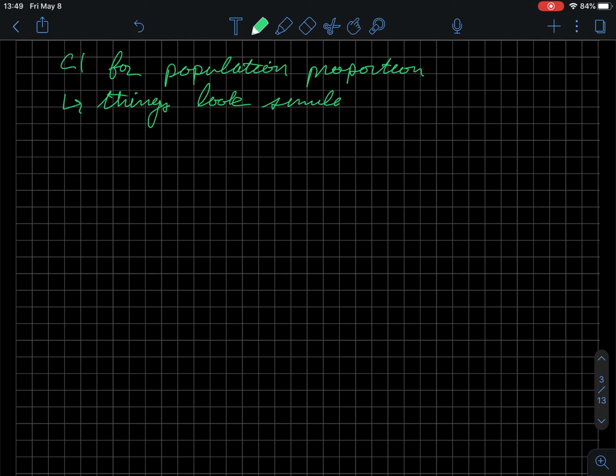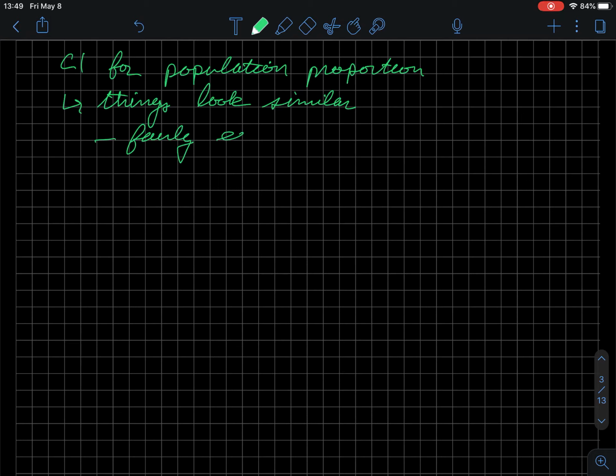All right, so we're back here, and we're going to talk a little bit about CIs for population proportion. So when we start thinking about this, the good news is that things are going to look pretty similar, and this should be fairly easy to digest.